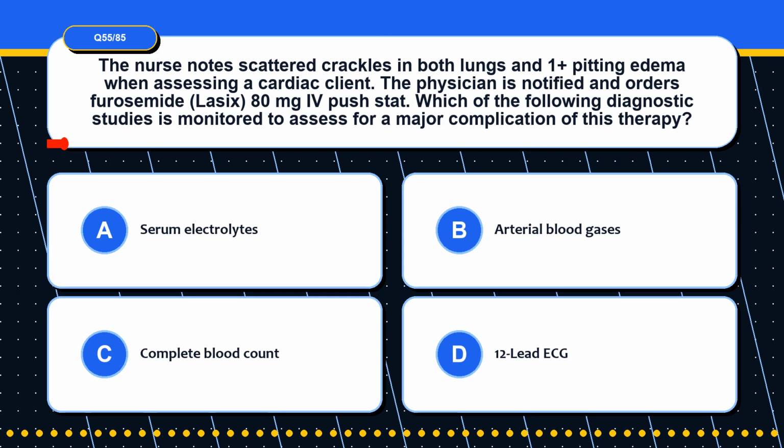Question 55. The nurse notes scattered crackles in both lungs and 1+ pitting edema when assessing a cardiac client. The physician is notified and orders furosemide (Lasix) 80 mg IV push stat. Which of the following diagnostic studies is monitored to assess for a major complication of this therapy? Here are the options. Option A. Serum electrolytes. Option B. Arterial blood gases. Option C. Complete blood count. Option D. 12-lead ECG.